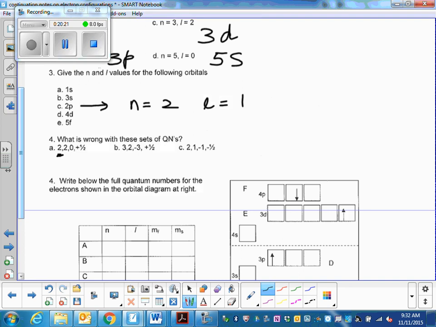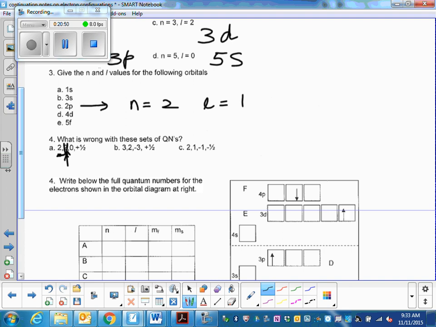2 is your principal quantum number. Can your L be the same as n? It's n minus 1. At energy level 2, you do not have a d orbital. Does that make sense? L equal to 2 indicates a d orbital. At the second energy level, you cannot have a d orbital. That is wrong.